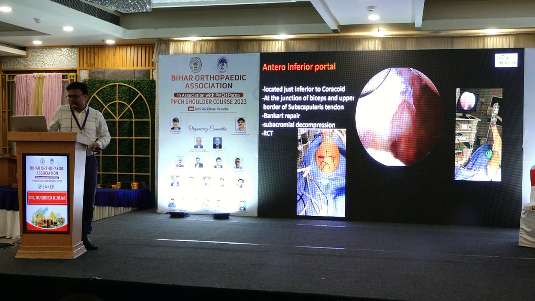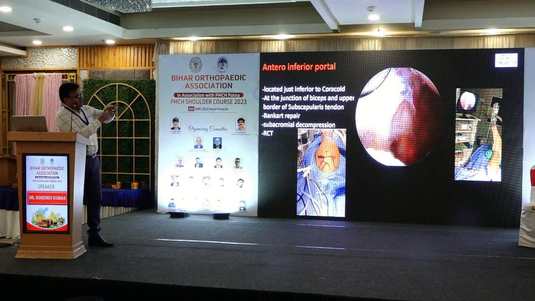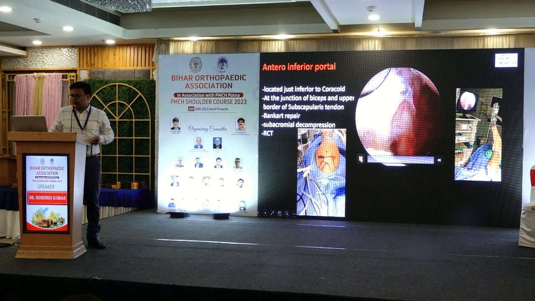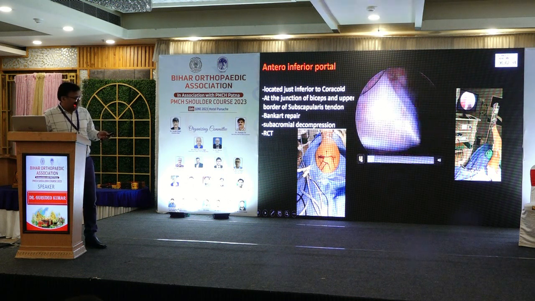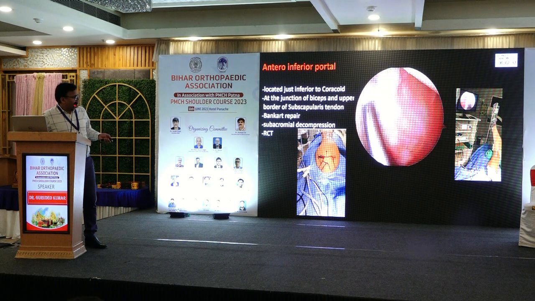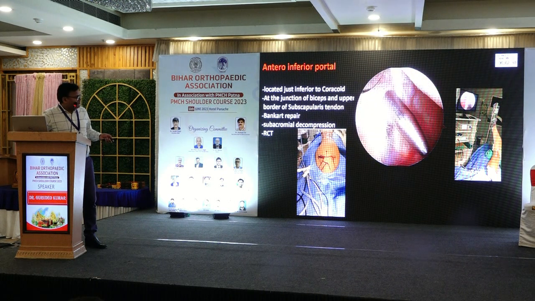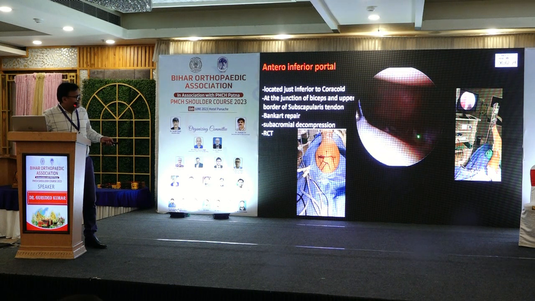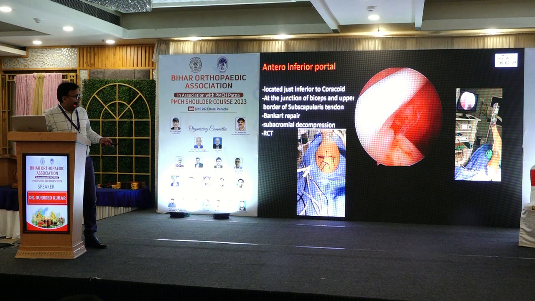Coming to the anteroinferior portal, suppose this is the biceps tendon, this is the glenoid, and this is the subscapularis. At the junction of the biceps and the subscapularis, your needle should pass. Before creating this portal, we have to check whether we are going to achieve the inferior margin of the glenoid.